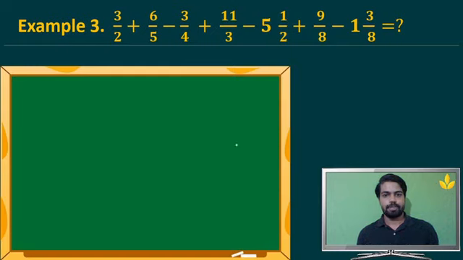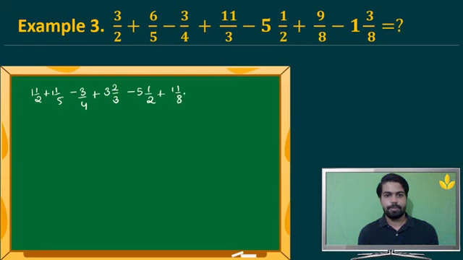Here addition and subtraction is there. Again I can do the same thing. I can write 3 by 2 as 1, 1 by 2, and 1, 1 by 5, and then minus 3 by 4, which cannot be done anything with. And again, 3 3s are 9, 2 by 3, and this is 5, 1 by 2, and then 1, 1 by 8, minus 1, 3 by 8.